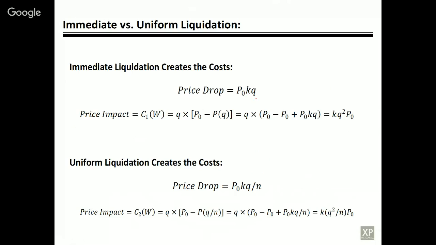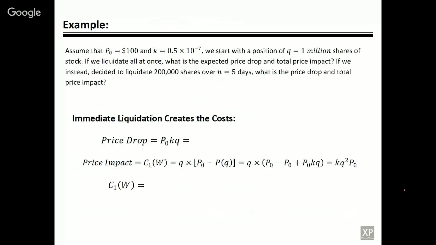Now, P0 is our price per share, K is known as a market impact factor, and Q is the number of shares. With uniform liquidation, the price drop is P0 times K times Q, but this time divided by N, our number of days that we're liquidating over. So we'll go over an example.